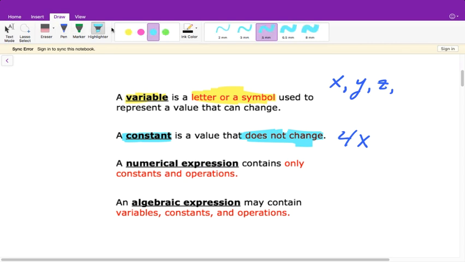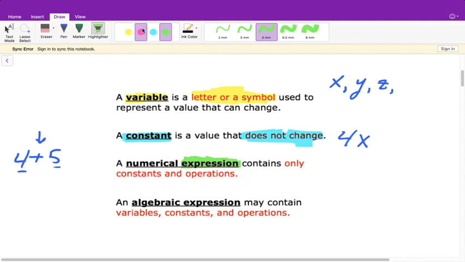The next thing that we will discuss is a numerical expression. It's important that you understand what an expression is. An expression is a group of terms that does not have an equal sign, but a numerical expression only contains constants and operations. So 4 plus 5, both of these are constants. 4 and 5 cannot change. They can change when we add them together, but that's different. But 4 and 5 are constants, and they're being added together with a plus sign.